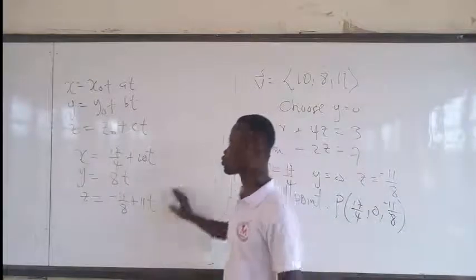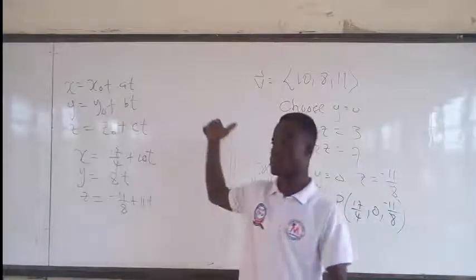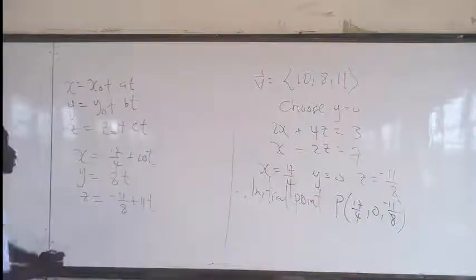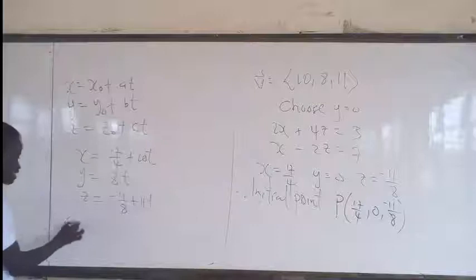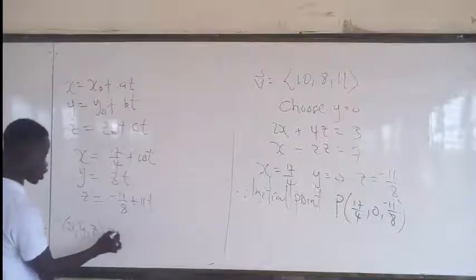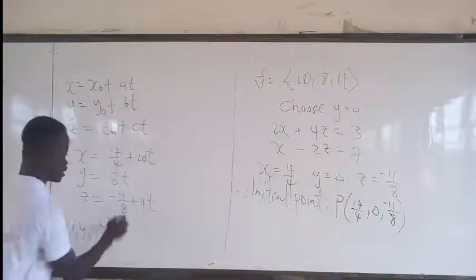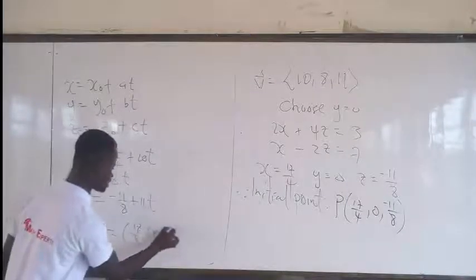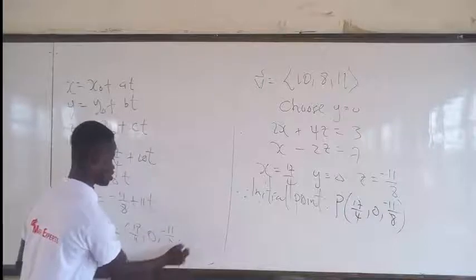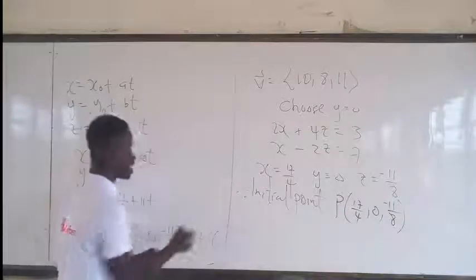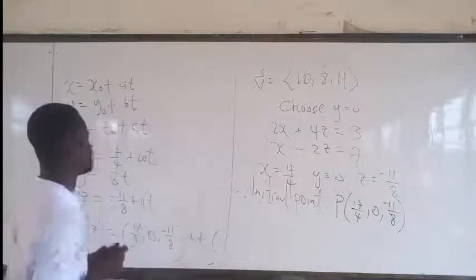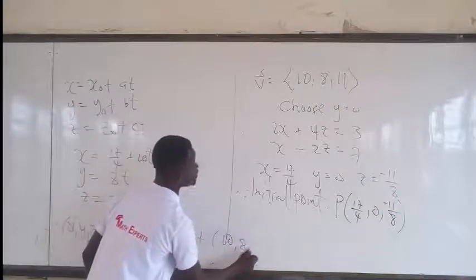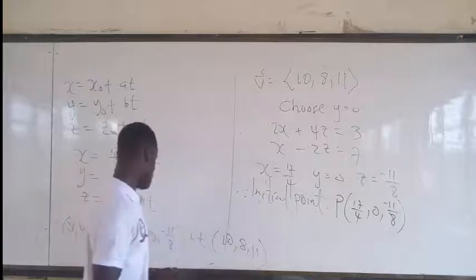So you can also choose to write it in the Cartesian form, where the Cartesian form is going to be x, y, z is equal to, then you bring a point which is 17 over 4, 0, negative 11 over 8, plus t, then you bring the vector, and the direction vector is what? 10, 8, 11. So you can do it that way.